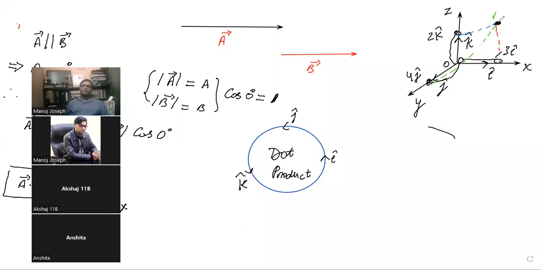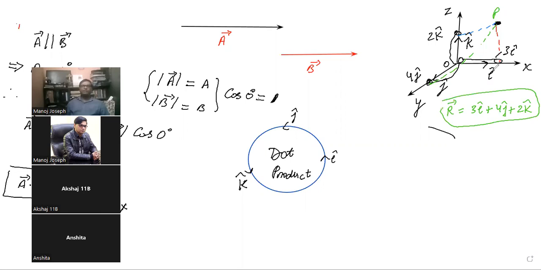So this particle P has a position vector which will be represented by 3I cap, y-axis component 4 J cap, plus 2 K cap. So it gives us complete information.